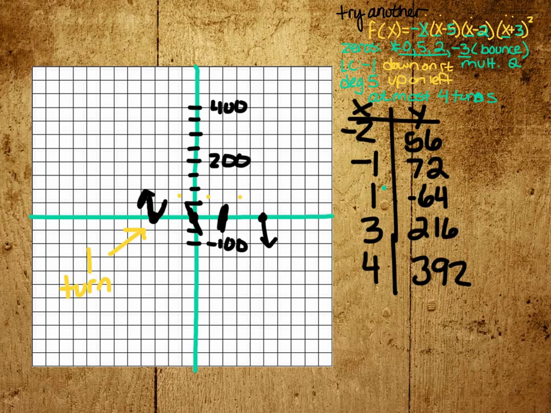For negative 2, we were going to 56. For negative 1, we were going to about 72, so it curves about like that. For 1, it was at negative 64, about there. And then I guess it just curves right back up. At 3, we're at 216, so way up here. At 4, we're at 392, almost 400, and then we'll just come back down. So that's approximately what it looks like. We don't know the exact maxes and mins, and that's okay. We'll figure out how to do those later. Right now we're just sketching the graph, knowing our end behavior, our turns, and our zeros.